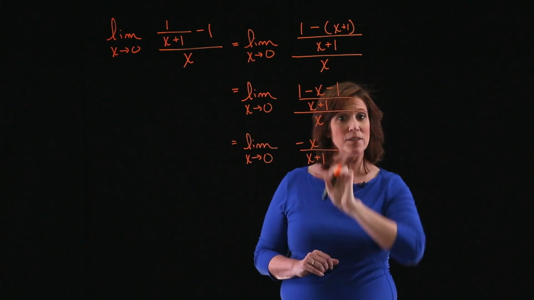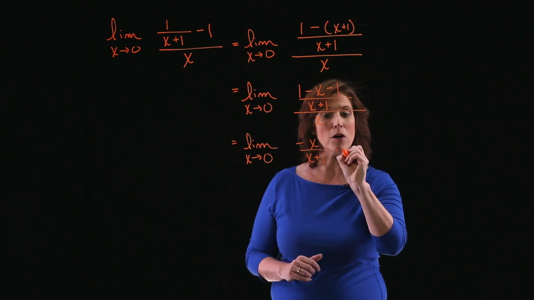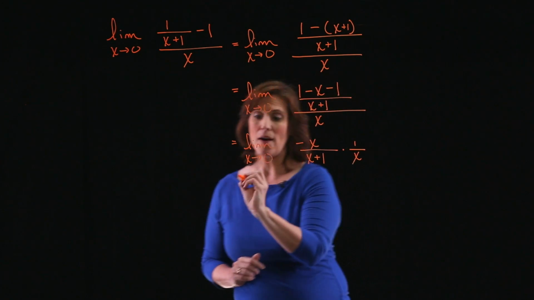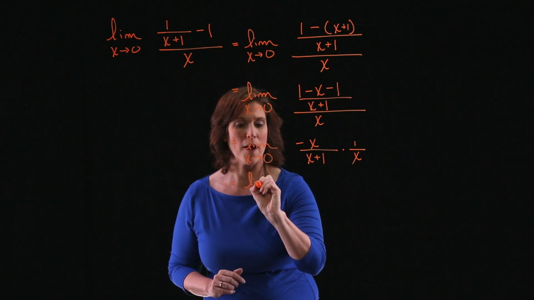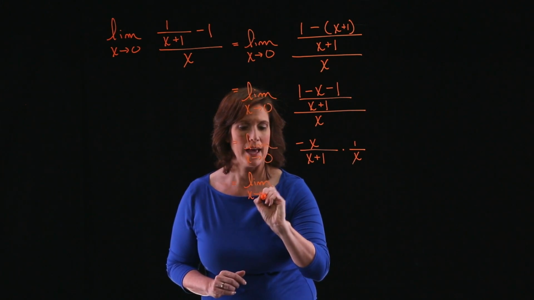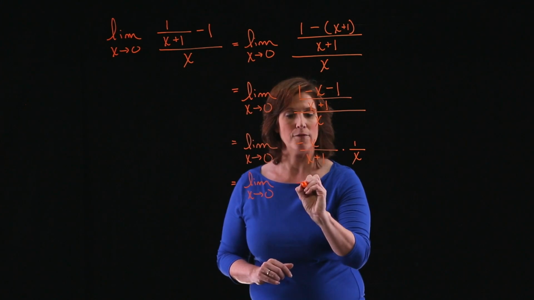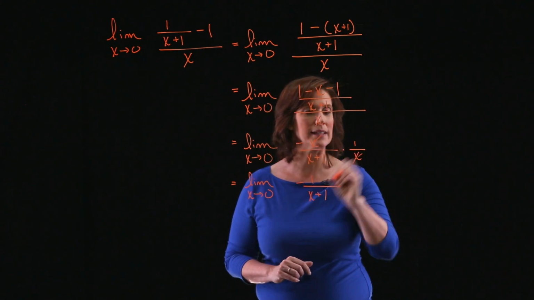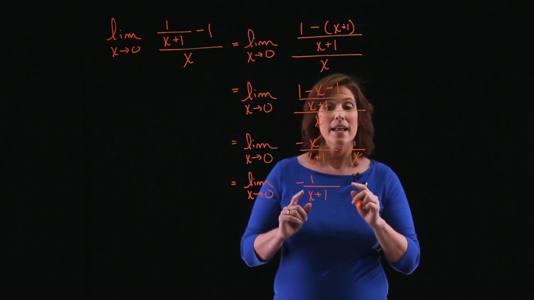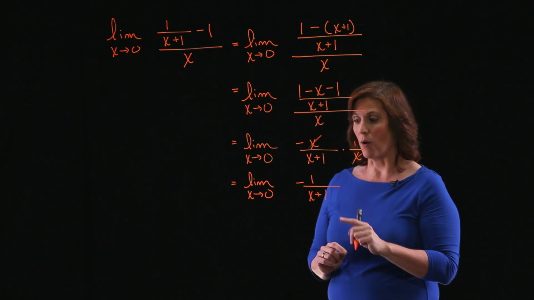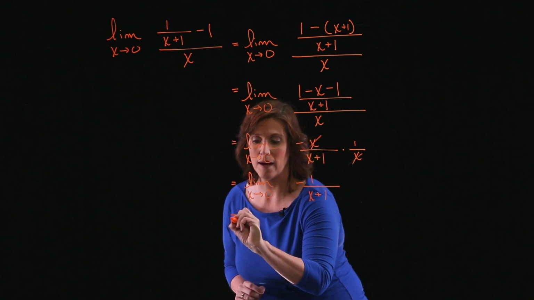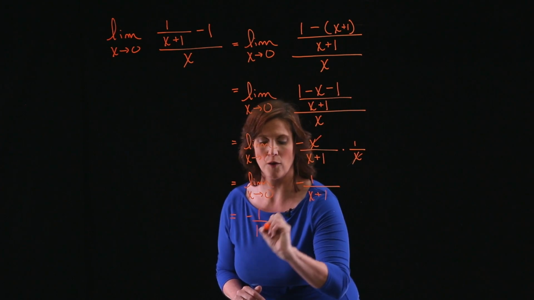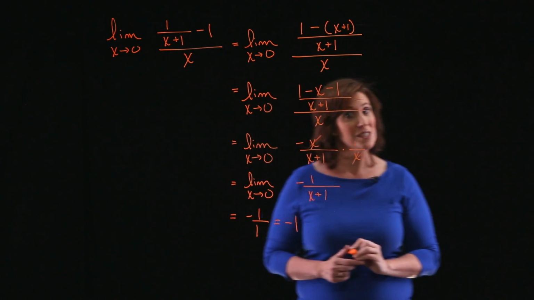Now, instead of dividing by x, I can also multiply by 1 over x. It's the same thing. So now I notice that I can rewrite my limit as the limit as x approaches 0 of negative 1 all over x plus 1, because my x's cancel. Now, what happens as x approaches 0? Well, as x approaches 0, my expression is going to be approaching negative 1 all over 1, which is minus 1.